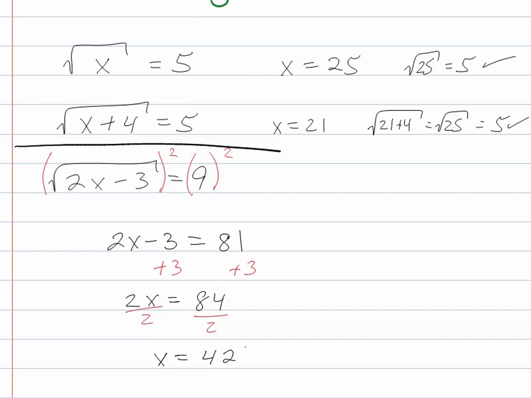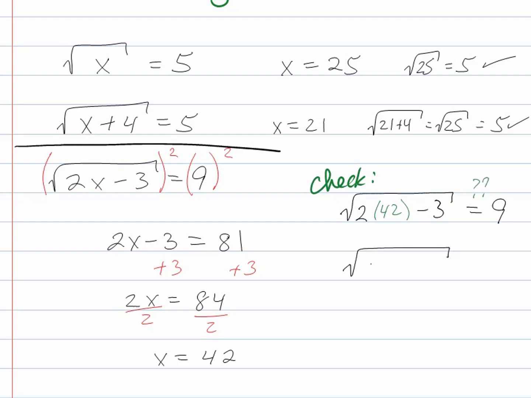Okay, so I always want to check my answer and make sure it's right. So let's do a check. I want the square root of 2 times x minus 3 equals 9. I want to know, is that true? So I'll say, okay, this is 2 times 42, which is 84, minus 3, the square root of 81, and that indeed equals 9. So I'm good. So that's my answer.